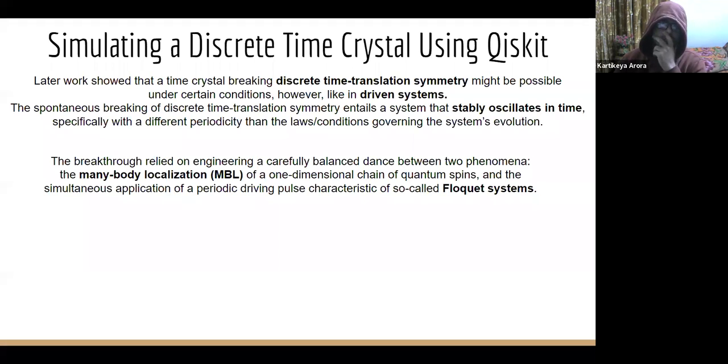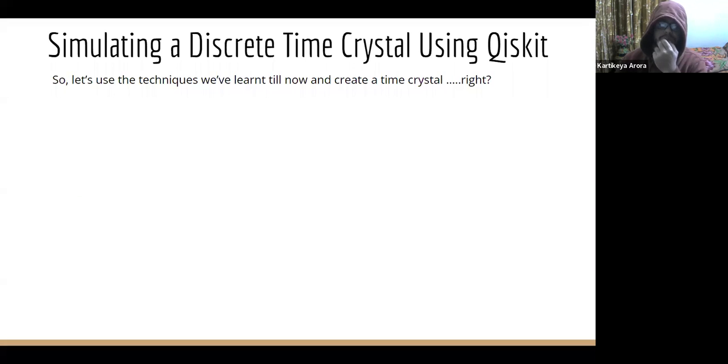So I won't go into details of what many body localization or Floquet systems are, and I'll dive straight into making a time crystal for ourselves using Qiskit.